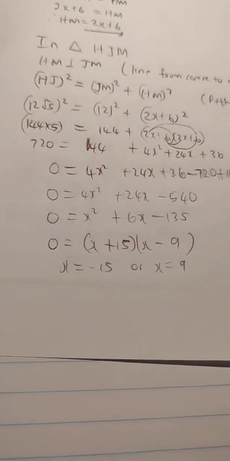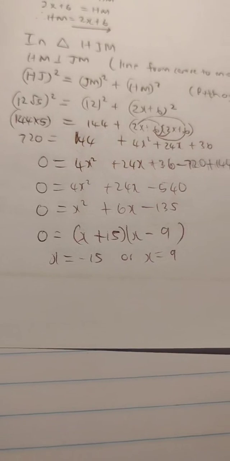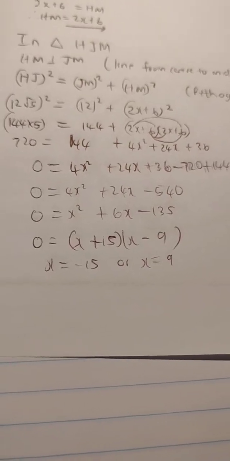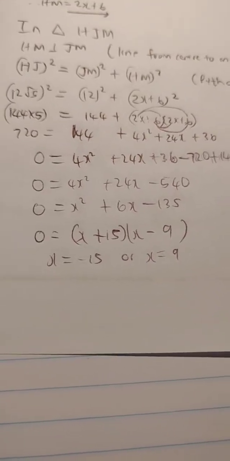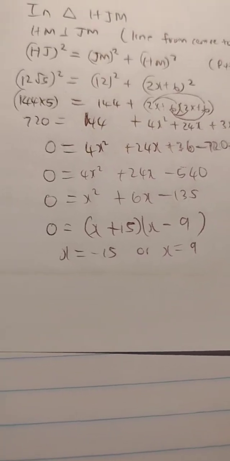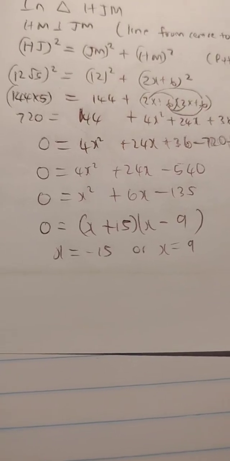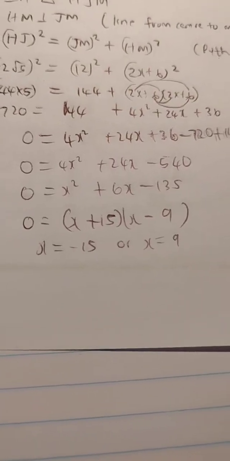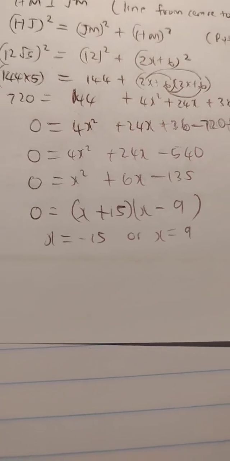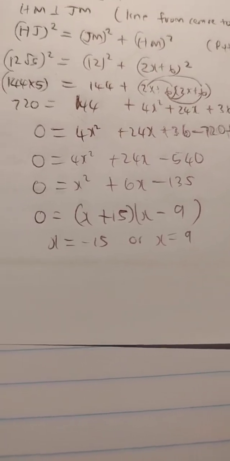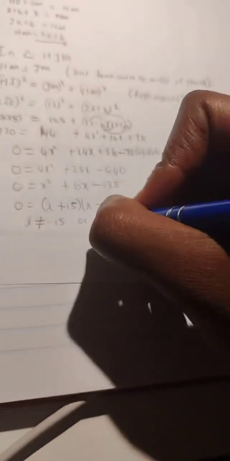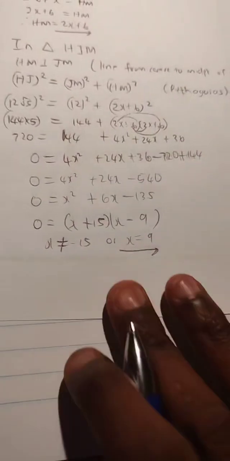Now, if we were to be honest, which number would fit the description of what we actually want for the triangle? If x is a negative value, negative 15 plus 6 will give us negative side lengths, and we shouldn't have negative side lengths. So we are going to say x cannot be negative 15. x is equal to 9.